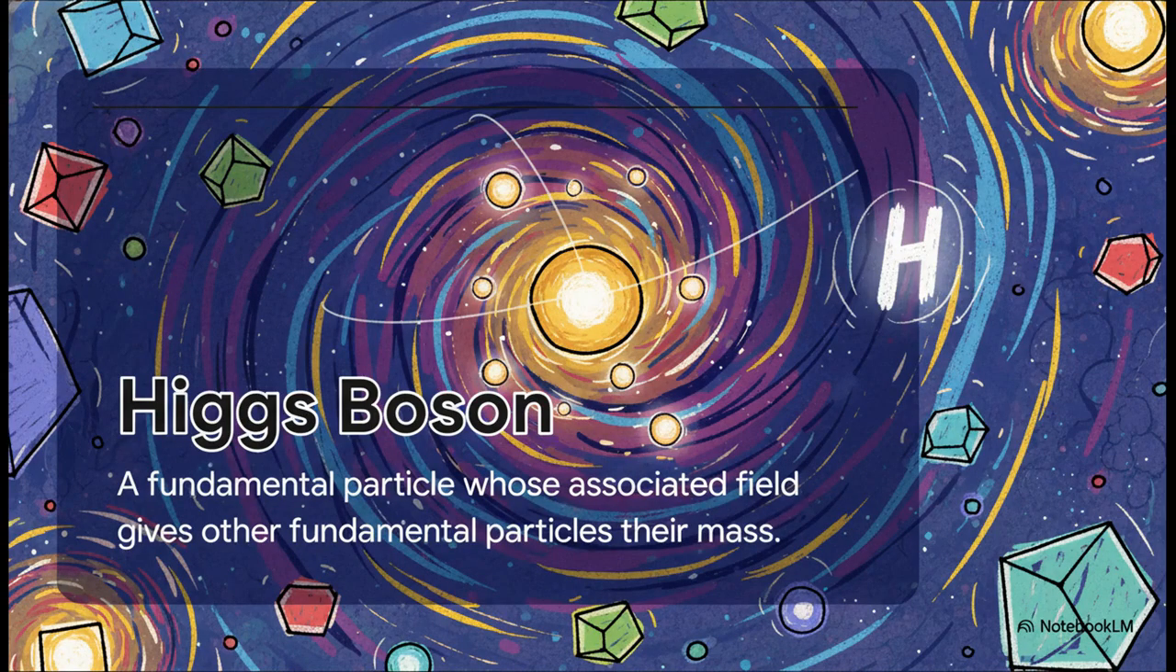Now, the Higgs boson is a special one. It's associated with something called the Higgs field, which basically permeates all of space. And as other particles move through this field, they interact with it, and it's this interaction, this sort of resistance to motion, that gives them mass. Seriously, without the Higgs field, fundamental particles would be massless, and atoms just couldn't form.